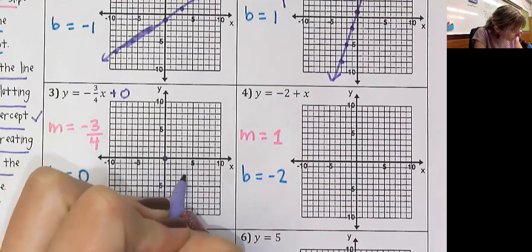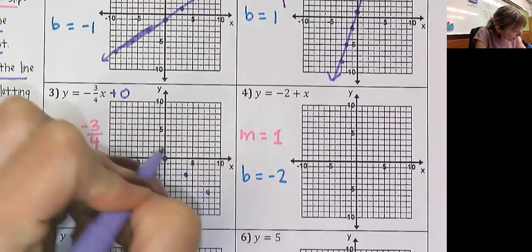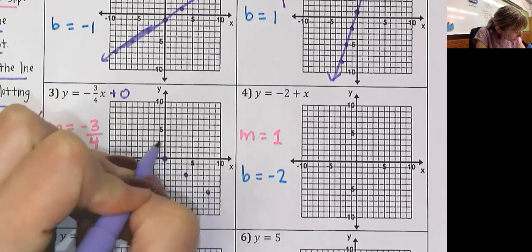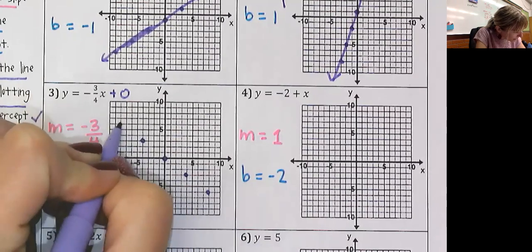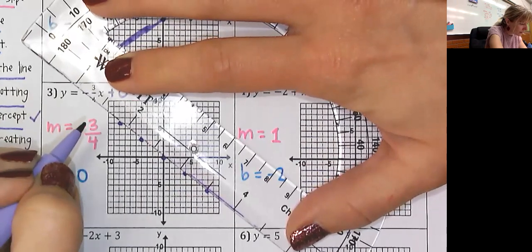1, 2, 3, 4. Down 3 over 1, 2, 3, 4. And then I'm going to go opposite, up 3, left 4. Once you get the pattern established, you can see what you're doing. And then I take my ruler and I connect my dots.